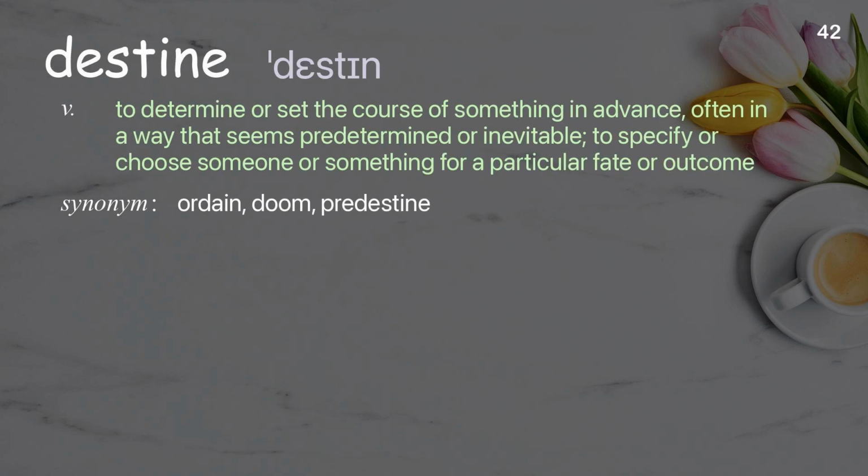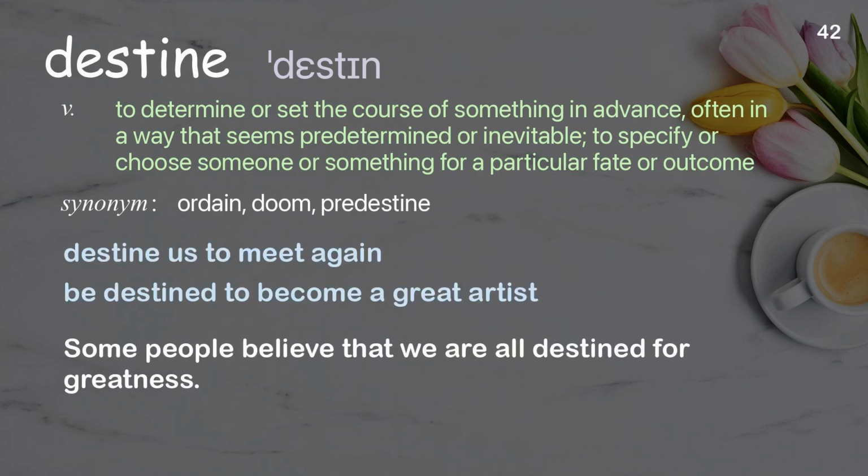Destine. To determine or set the course of something in advance, often in a way that seems predetermined or inevitable. To specify or choose someone or something for a particular fate or outcome. Examples: destine us to meet again, be destined to become a great artist. Some people believe that we are all destined for greatness.